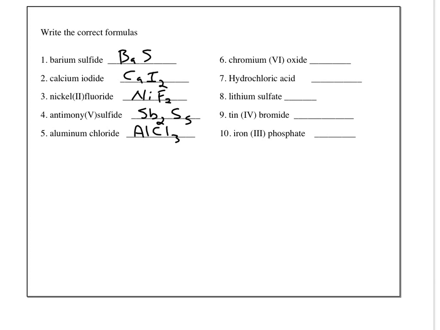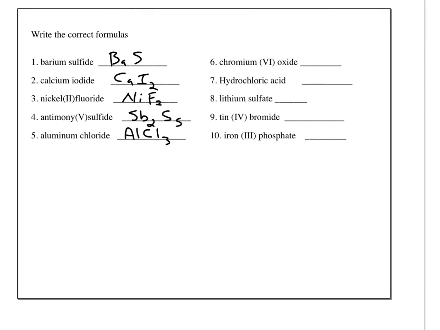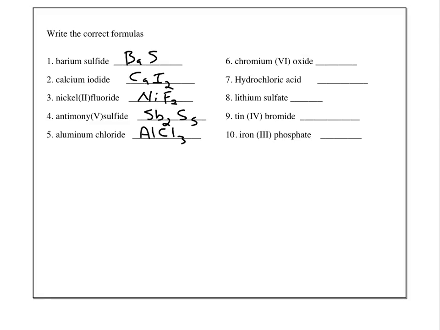Okay, for the rest of these, so for chromium oxide, oops, that's not what I want to do. So chromium oxide is going to be Cr. In this case, the chromium is 6, and oxygen is -2, so it's going to take 3 of those. Hydrochloric acid is an aqueous solution of hydrogen chloride. Lithium sulfate like that. So lithium has just one charge and sulfate is -2. Tin(IV) bromide, so that IV tells us what the charge of tin is. And because the bromide ion is -1, we know we need 4 of those.